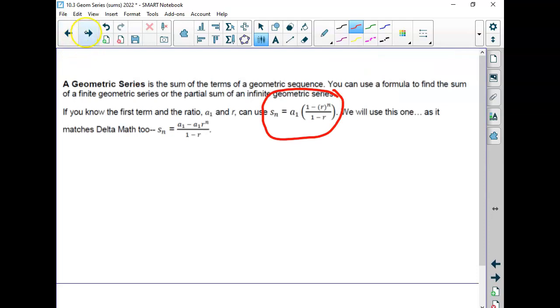Then there's another formula here, but we'll get to that one if we get to an infinite geometric series. All right. A geometric series is the sum of terms of a geometric sequence. So this is just new vocabulary. It just means we're going to add up. Sometimes that'll be literally written with plus signs in between. You can use a formula to find that sum, or it's called a partial sum of an infinite geometric series. All right.